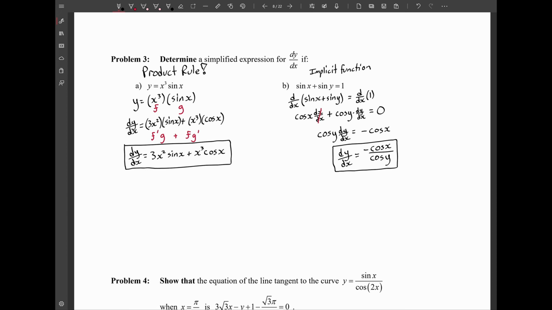Okay, so that's all of our basic derivative stuff. We've covered product rule and chain rule and power rule and implicit functions. You might notice a particular rule that we've skipped. Don't worry, we're getting to that. Let's look at an actual problem.